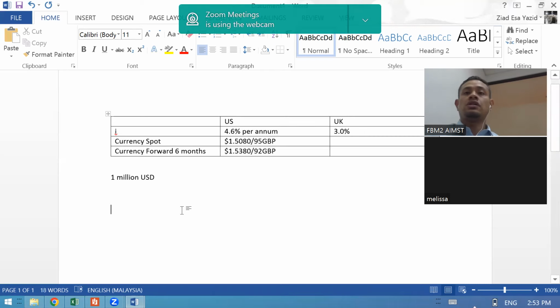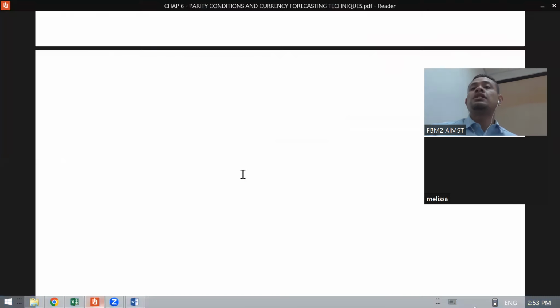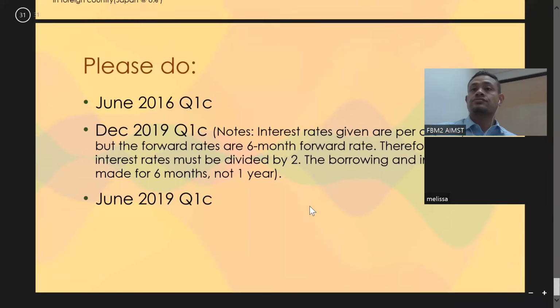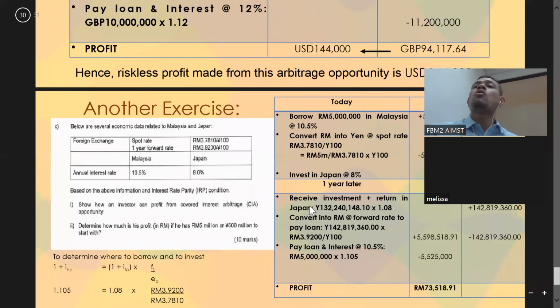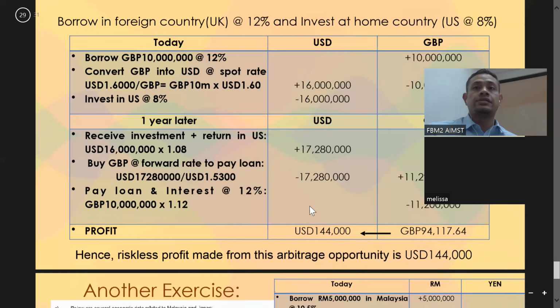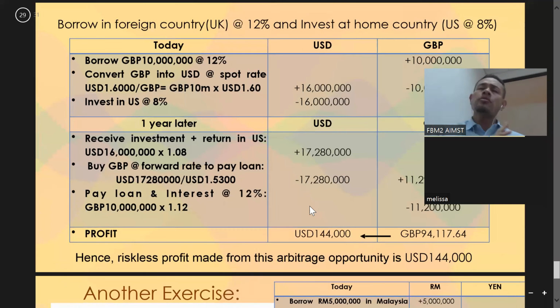Enough information. You have the interest rate, the currency spot, and the forward. These have bid and ask. You guys know bid and ask. In the examples in the slides there's no bid and ask, but for my final question, there will definitely be bid and ask. There are not many differences.